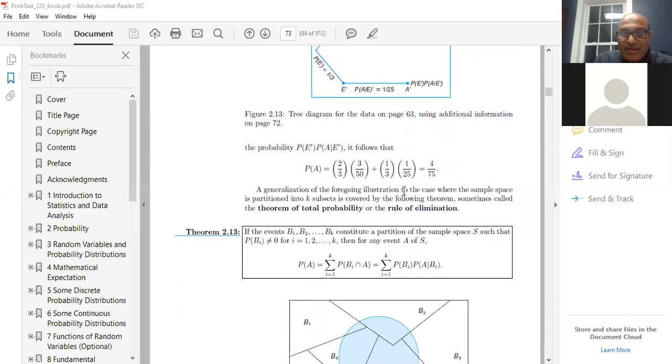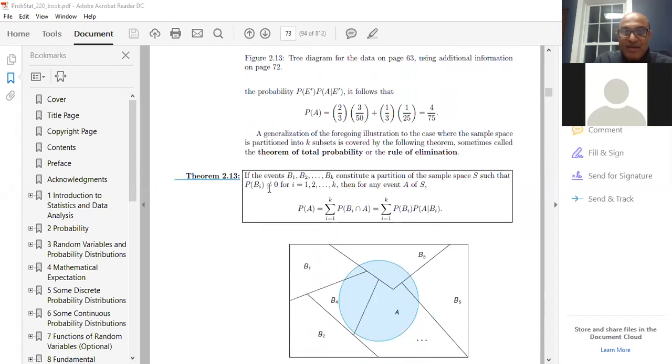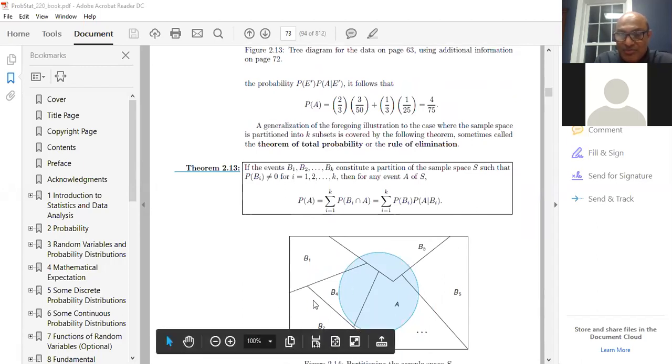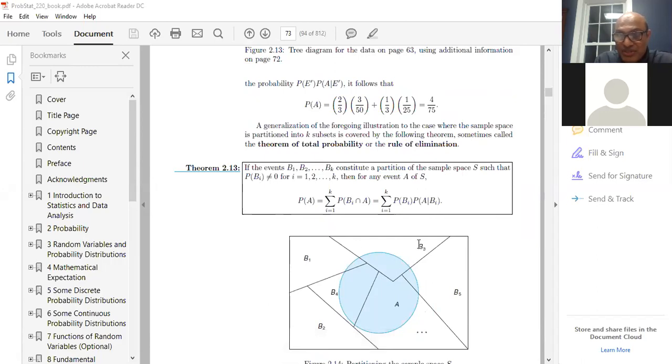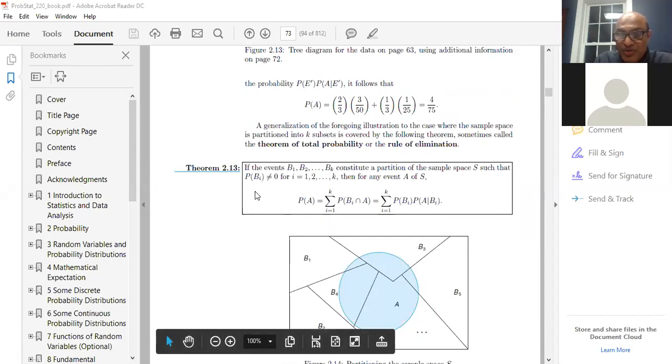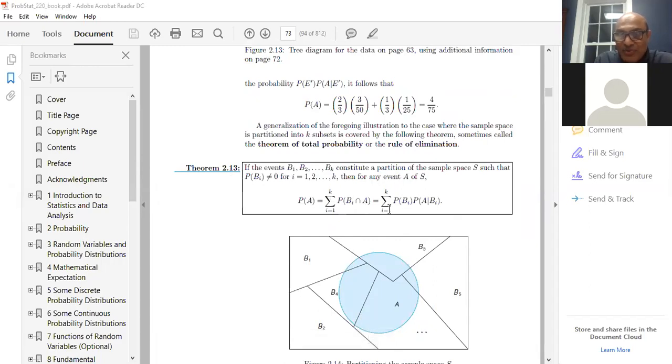Okay, guys, so look at over here. So this is the answer, as I told you. If the events B1, B2, B3 up to BK constitute a partition of a sample space S, and the probability of each of these partitions is non-zero for i equal to 1 to K, then for any event A, the probability of event A is given by the summation, i from 1 to K, of probability of Bi and probability of A given Bi.